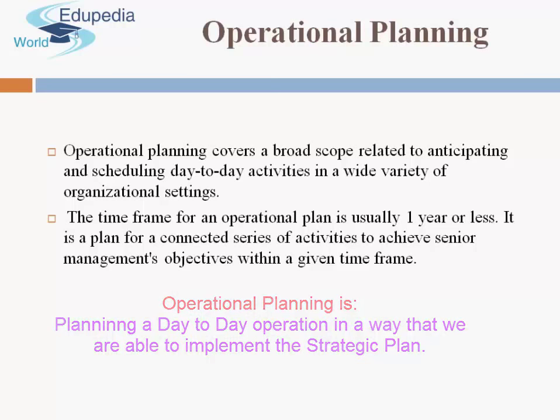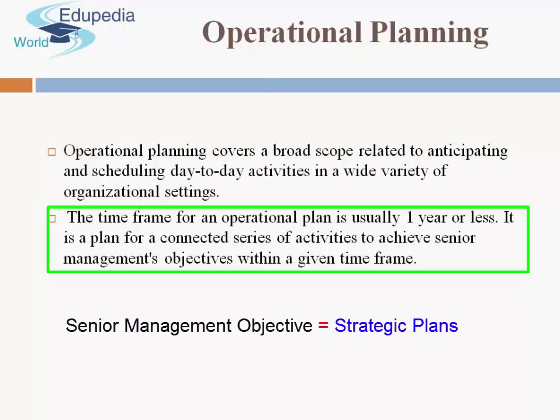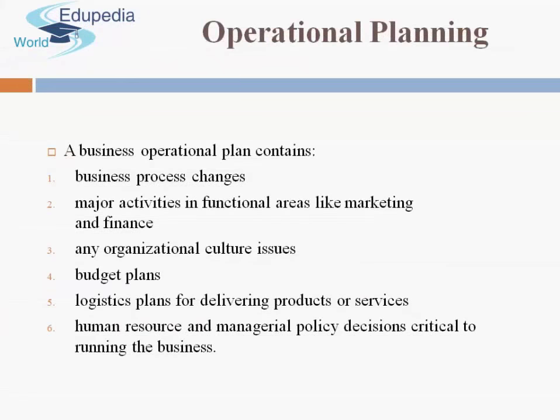objective of the organization. The second point says the time frame for an operational plan is usually 1 year or less. It is a plan for a connected series of activities to achieve senior management's objective within a given time frame. When we say senior management's objective, it is the strategic plan that the top level management has made for the organization. A business operational plan contains business process changes, major activities in functional areas like marketing and finance.